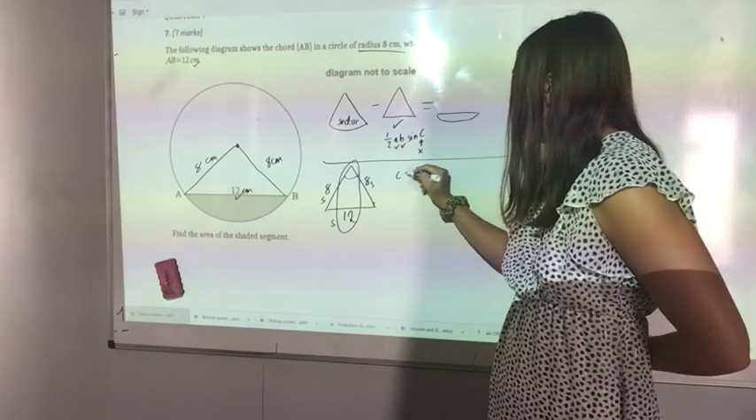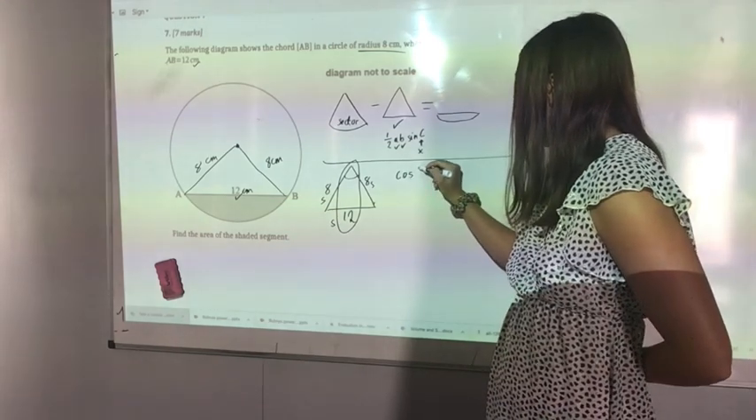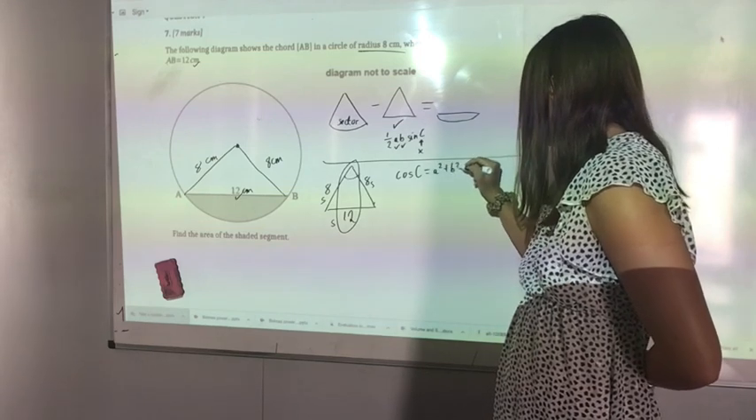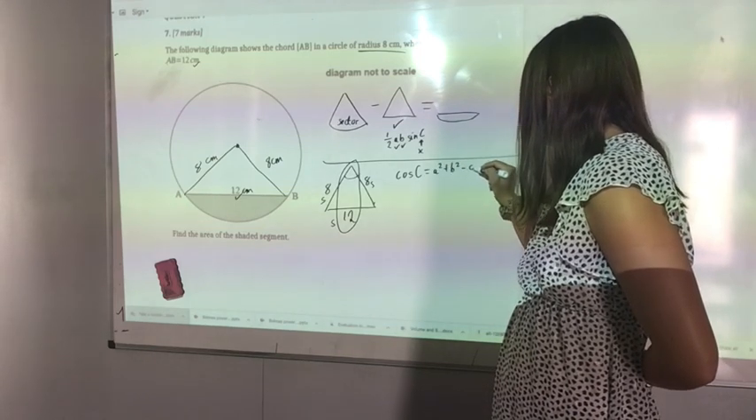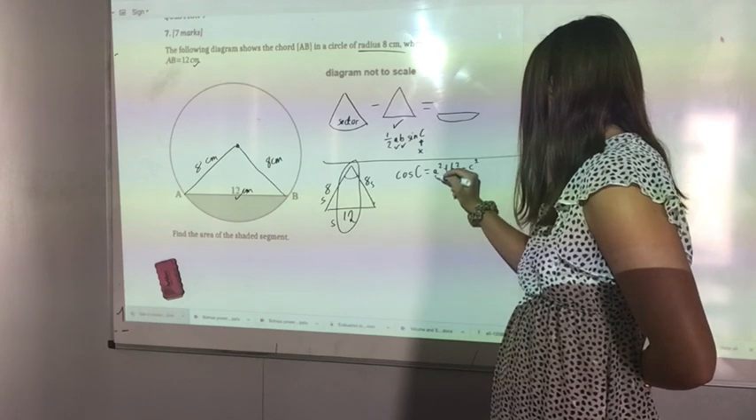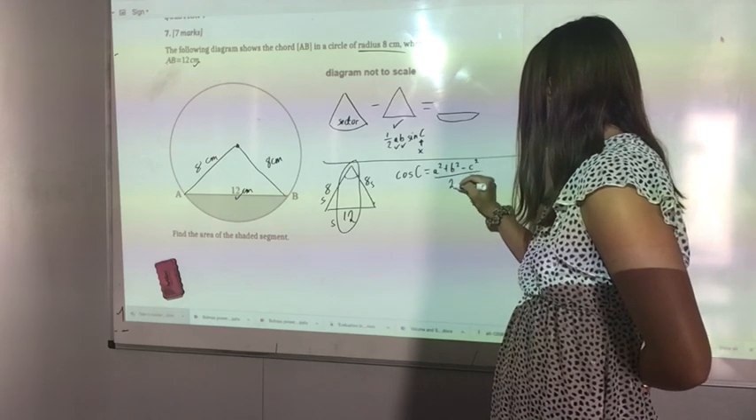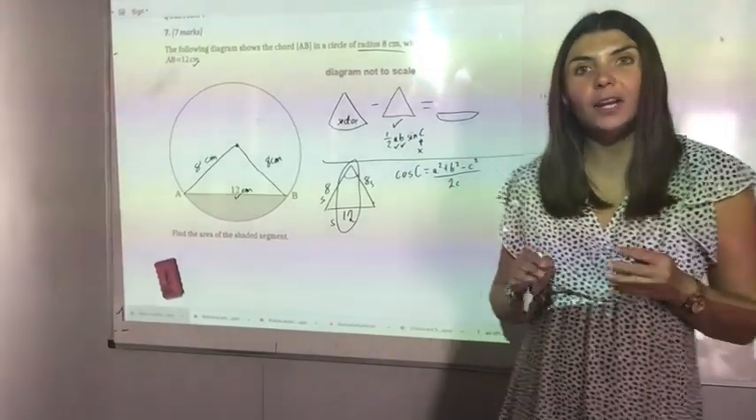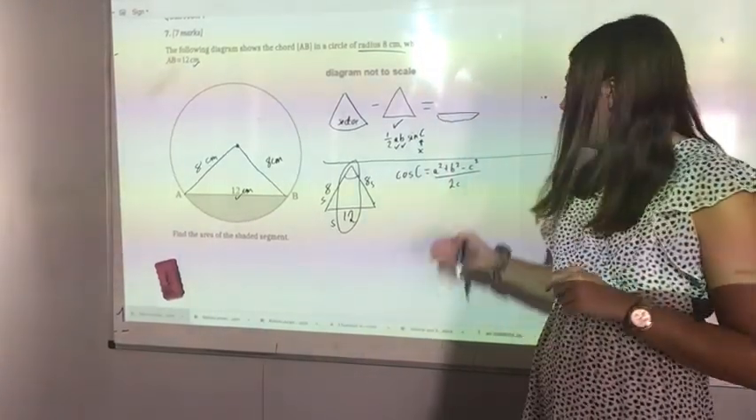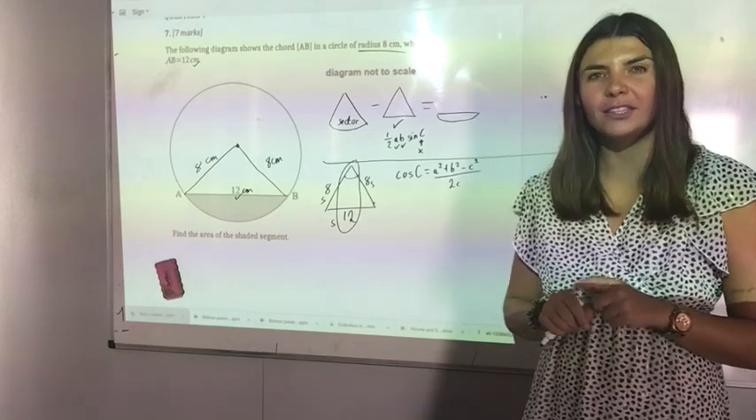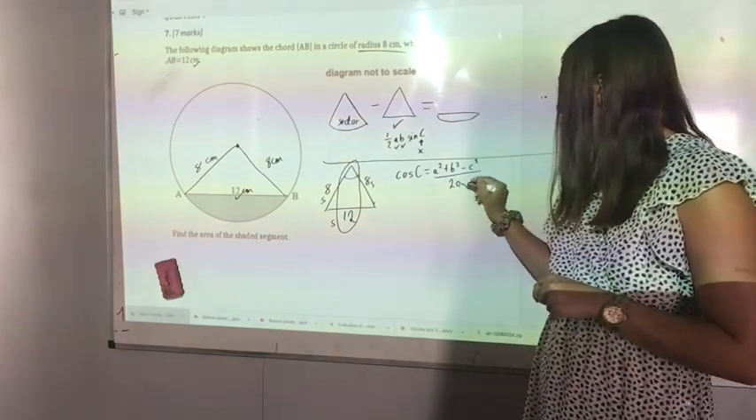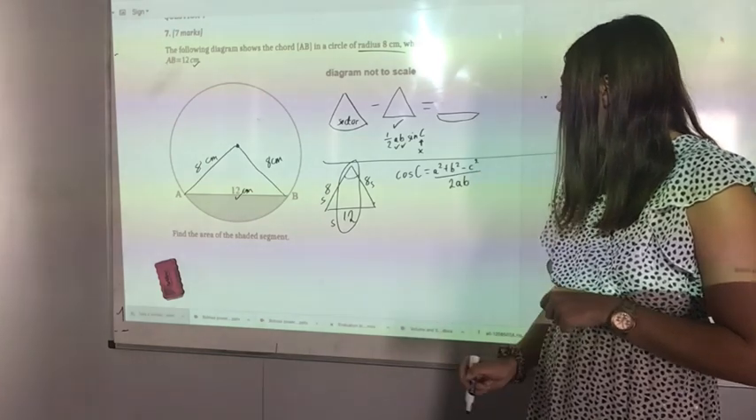So in the formula booklet, it says the following. Cos of C is equal to A squared plus B squared minus C squared over 2C. Now, I would like you to go to your formula booklet now and pause the video and see what the error is with this equation. Welcome back. Hopefully you noticed the error was that this must be 2AB.